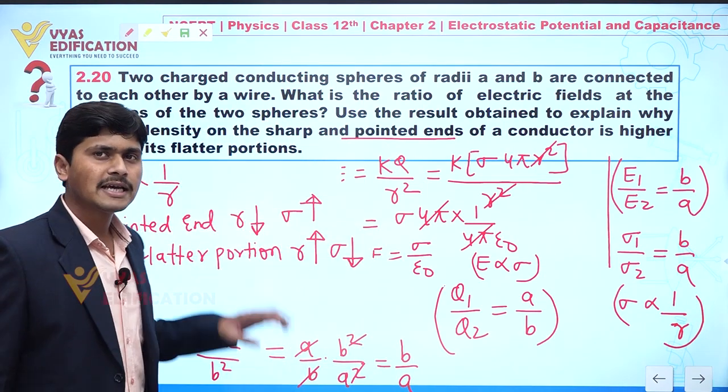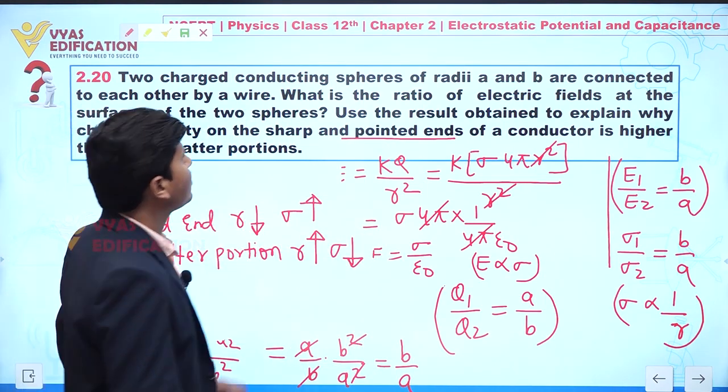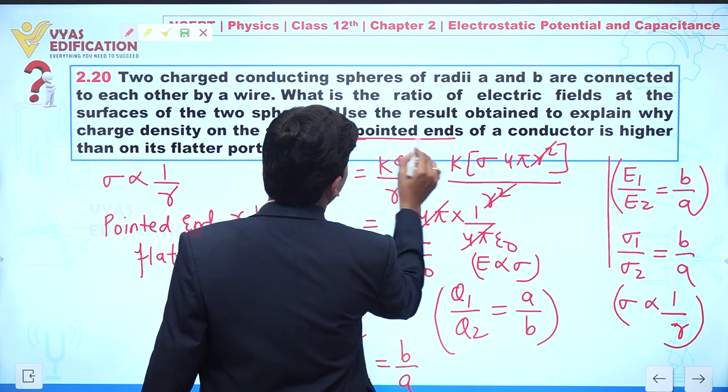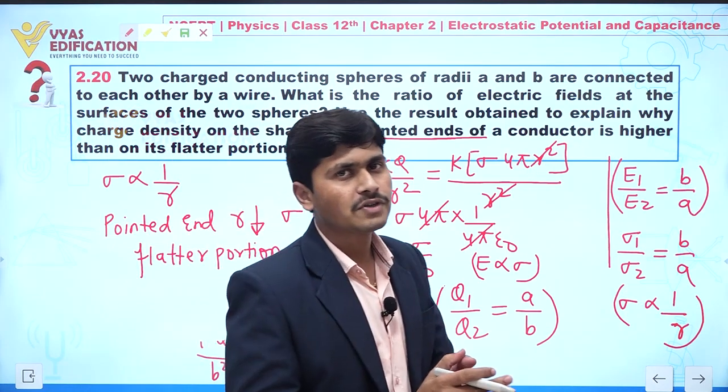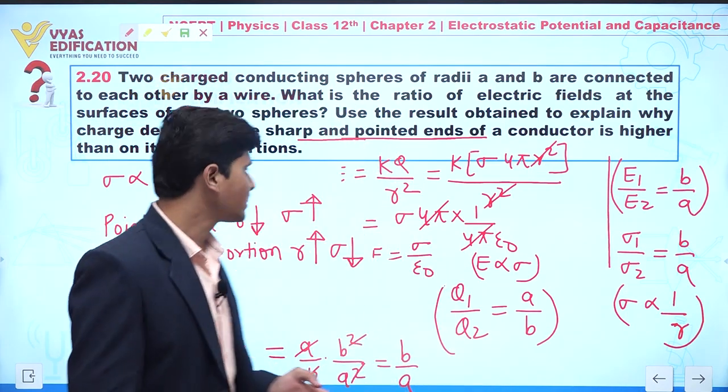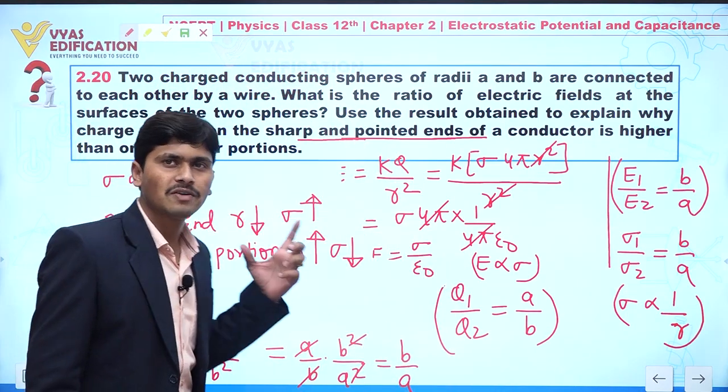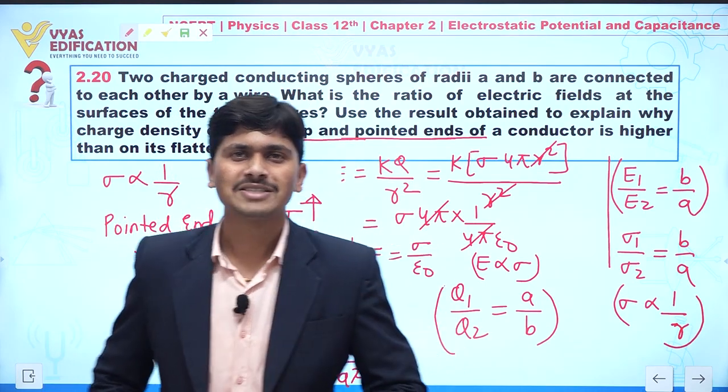So like this we can say why the charge density of a sharp-ended point is higher: because it has a smaller radius of curvature. So when r is less, sigma is more. So this is all about this question.